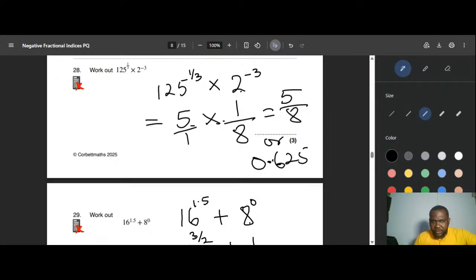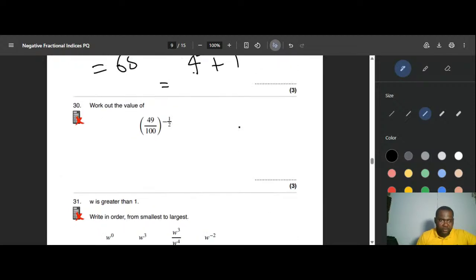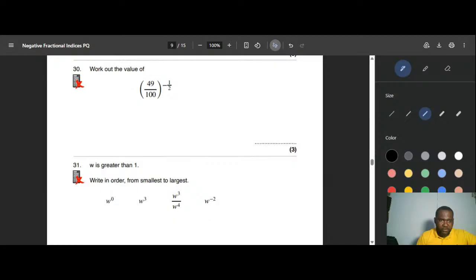Okay, let's do one more before we go. Let's do number 30. Number 30 will be the last one we are doing today. For those of you who are not seeing it, it says 49 over 100 raised to power minus half.